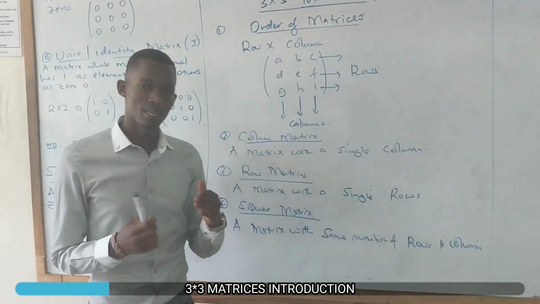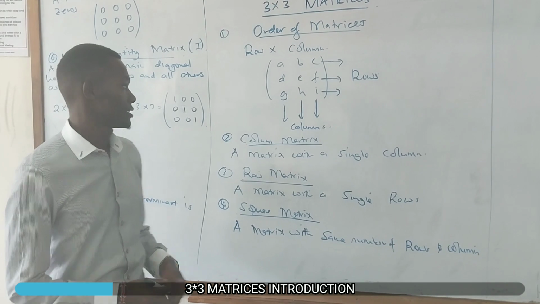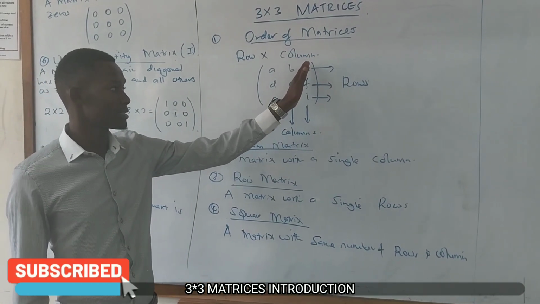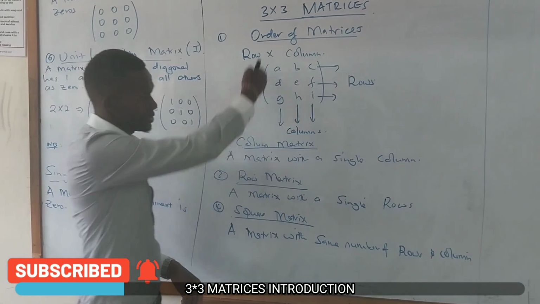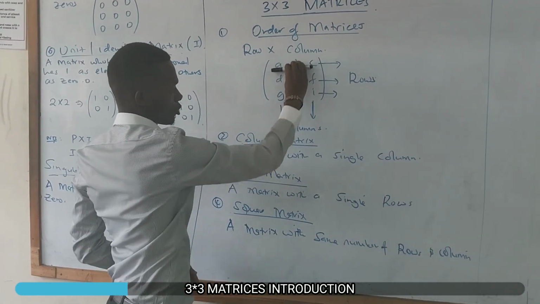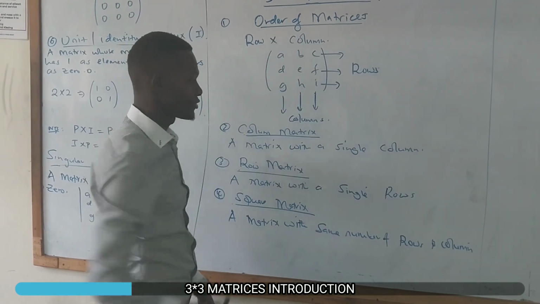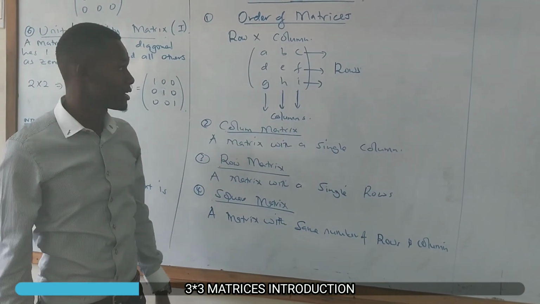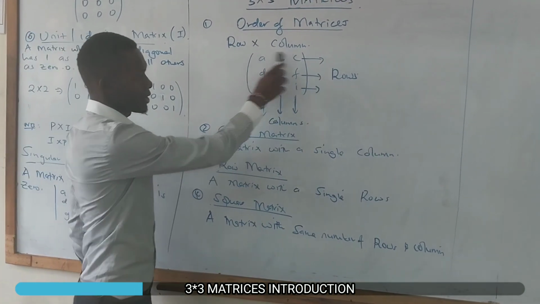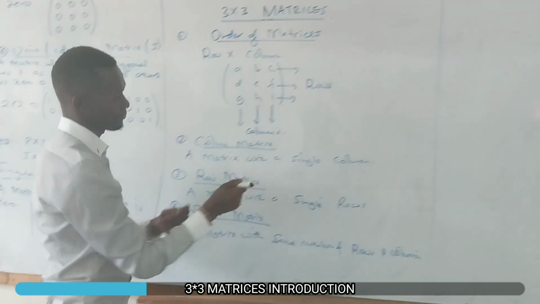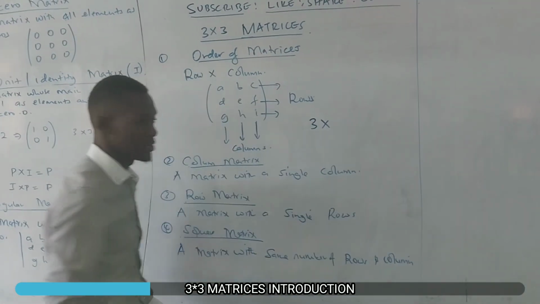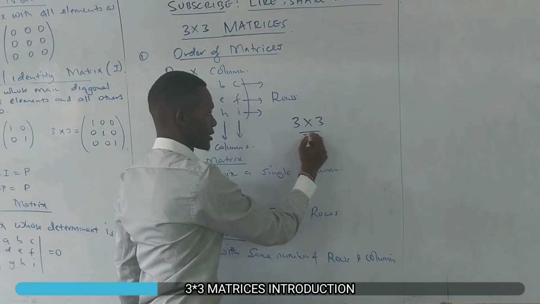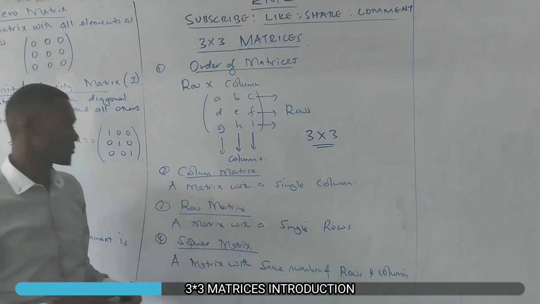Then the elements that are written vertically are called columns. So this A, D, G, then B, E, H, and we have C, F, I. These ones are called columns. So rows, then we have this one being columns. Now, for example, in our case here, we have this as 3 rows, 1, 2, 3. So we say it's a 3 by how many columns? 1, 2, 3. So we say this one is a 3 by 3 matrix.